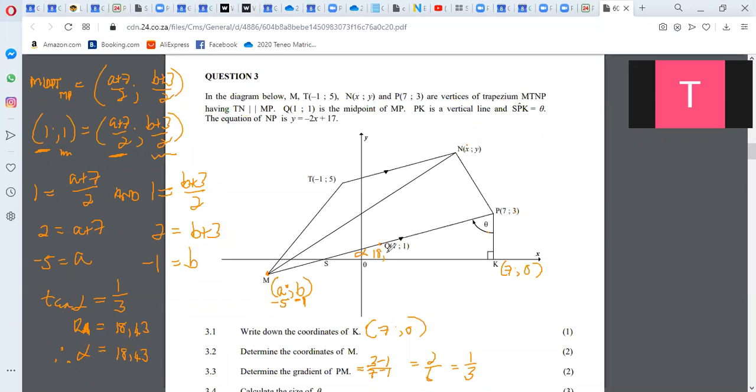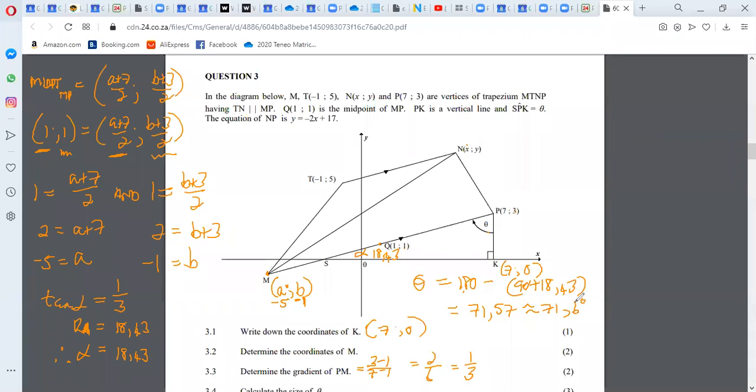So this is 18,43. So in this triangle, you can easily find theta because you have 90 and that. All right, so theta will equal 180 minus the sum of the other two, 90 plus 18,43. All right, 180 minus 108,43 is 71,57. So roughly 71,6 degrees. Okay, just double check my algebra.